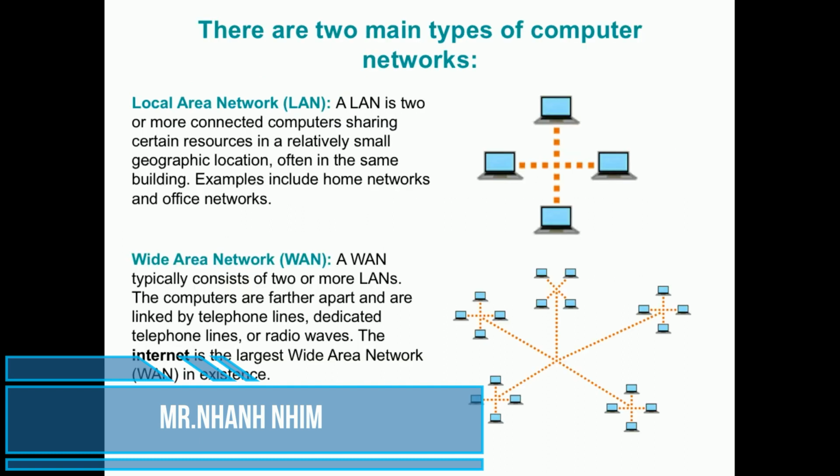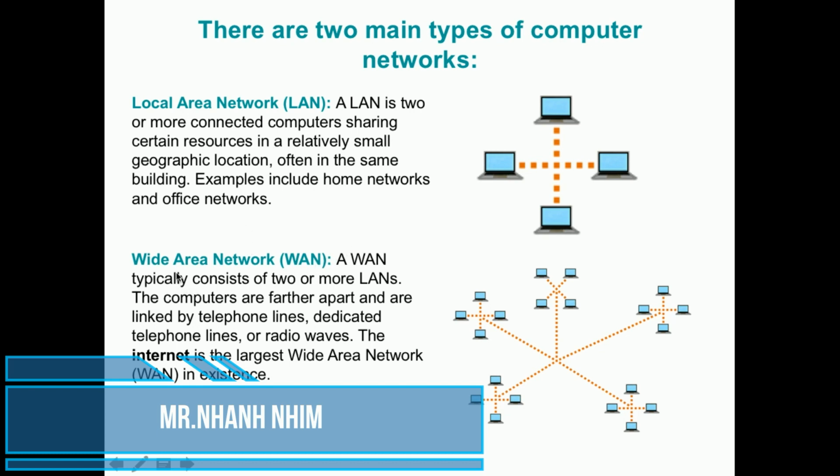Okay, this one I want to show you about the two main types of computer network. The first one we call local area network, LAN. A LAN is two or more connected computers sharing certain resources in a relatively small geographic location, often in the same building. Examples include your home network or your office. We can say it's a LAN.